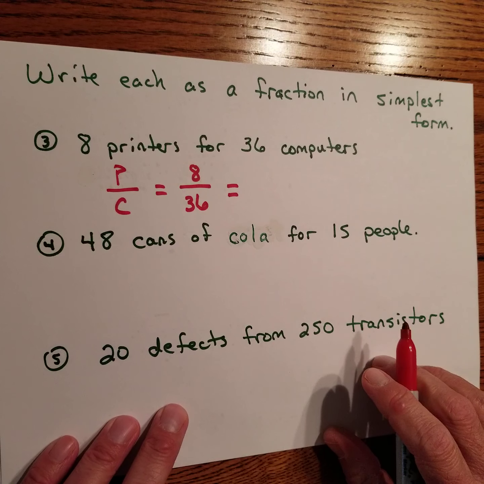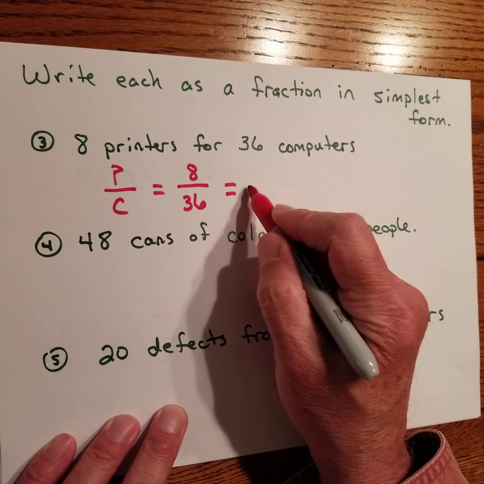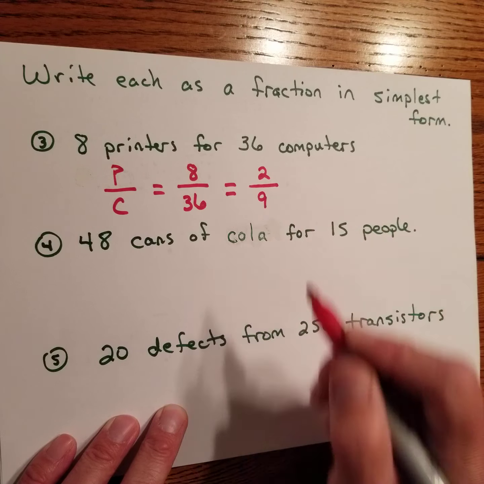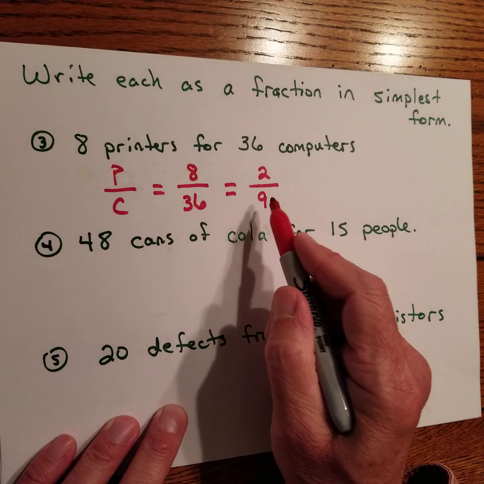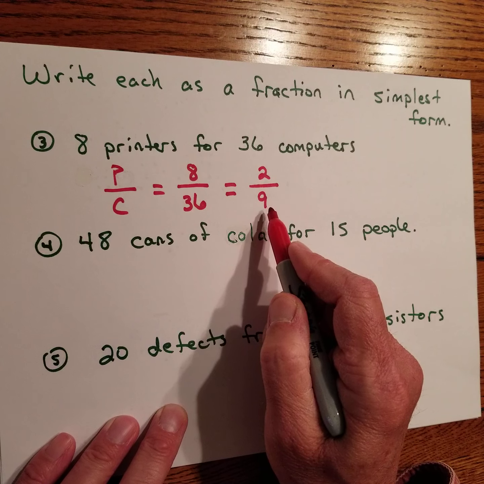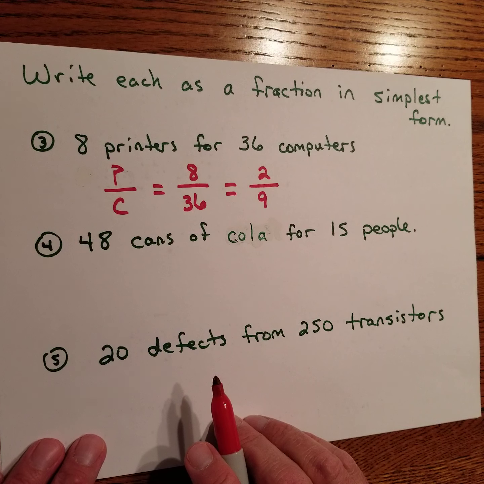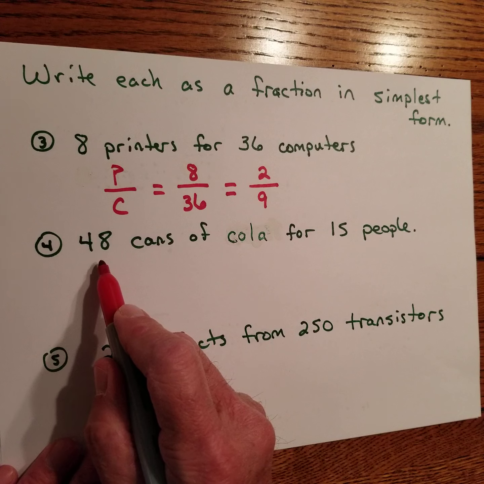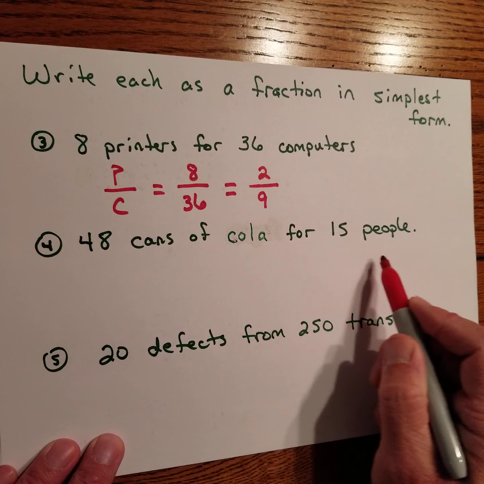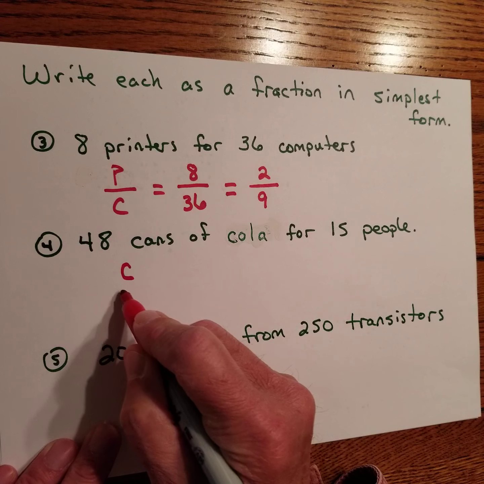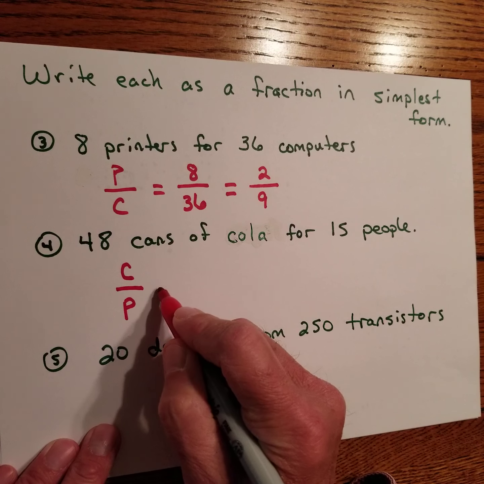Now reduce. These numbers are both divisible by 4. Divide by 4, divide by 4. Final answer is 2 ninths, meaning that there are 2 printers for every 9 computers. Problem number 4. There's 48 cans of cola for 15 people. We're going to compare cans to people.